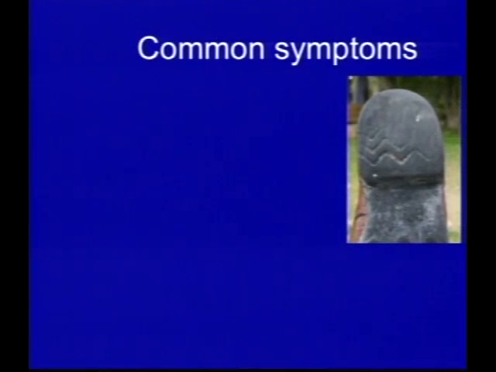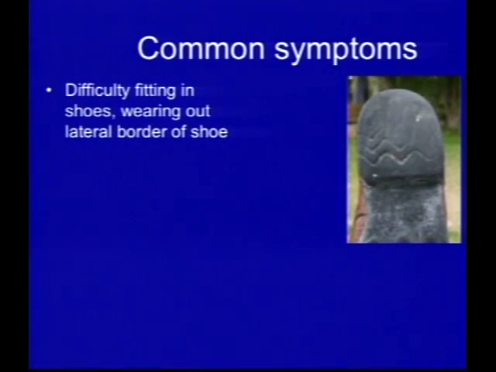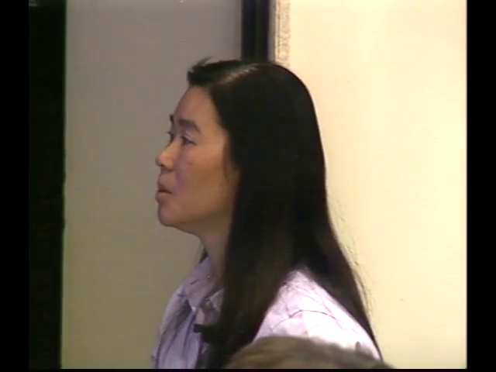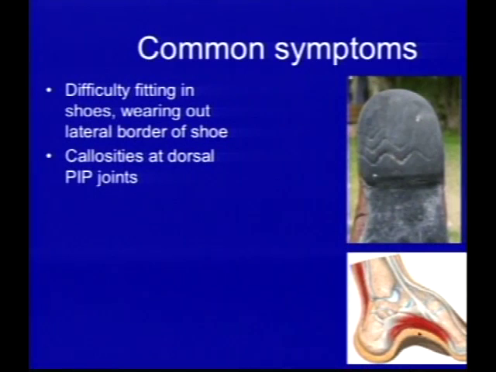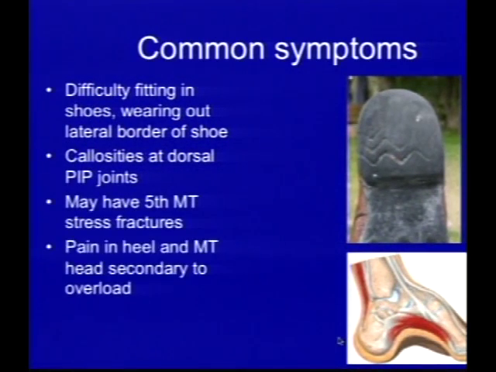Common symptoms, this is someone who's totally worn out the outside part of their foot, okay? And usually I see people say, oh, I bought this shoe a month ago, and it looks just like this, okay? And that's not normal. You have calluses, believe it or not, on the top of your foot as well as on the big toe. You can see how high this arch is, okay? And believe it or not, you can have stress fractures because you're on the outside part of your foot. And you also have pain in the heel and this big toe because they're just pushed into the ground, okay?